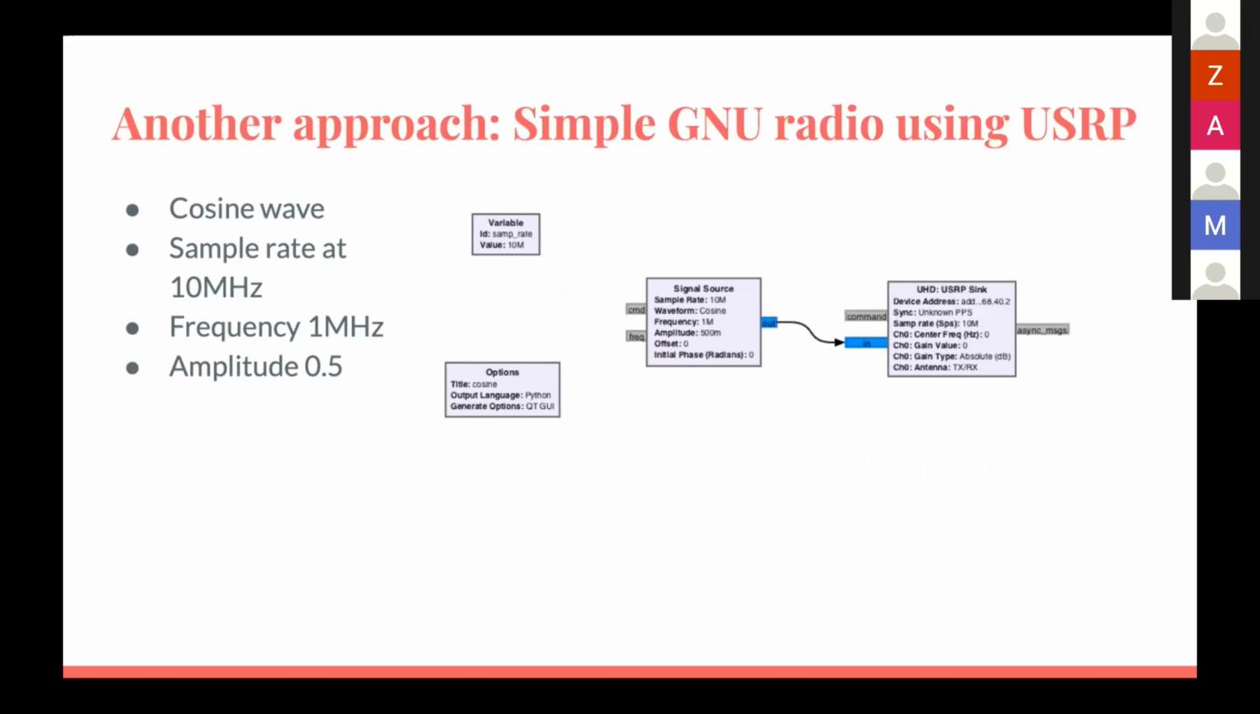We have another approach, which is GNU radio using USRP. As we mentioned before, GNU radio is another piece of software used to configure the USRP on each node for frequency, sampling rate, and any other transformation. The graph is just a simple GNU radio flowgraph. You can see I have 2 blocks. One is the signal source, and the other one is the USRP sink. We're using this schematic to transmit a cosine wave, which has a sample rate of 10 megahertz and frequency of 1 megahertz with amplitude 0.5. Next slide, please.